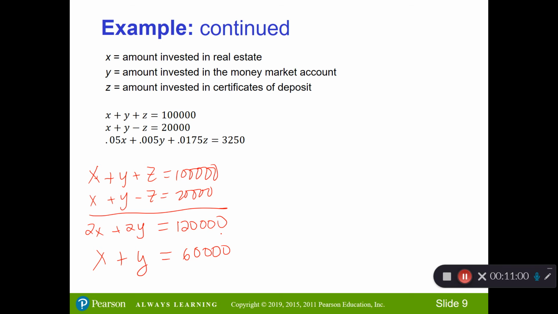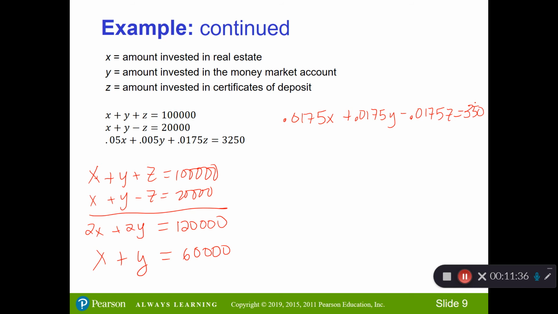Okay, since I eliminated the z, I also want to eliminate the z using the third equation. So I'll use this equation, but I have to multiply through by 0.0175. So 0.0175x plus 0.0175y minus 0.0175z equals, okay, I have to do 20,000 times 0.0175, and we get 350.